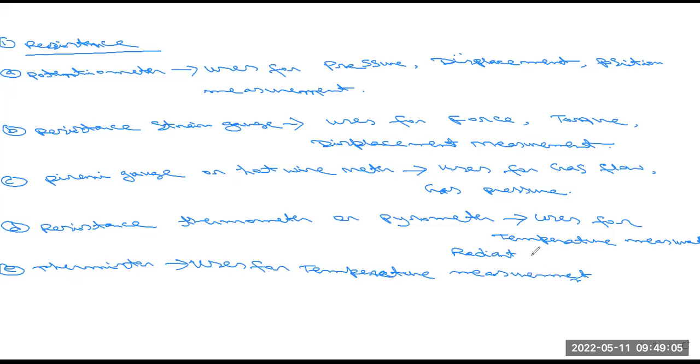Radiant heat measurement is one type of temperature measurement. That means when you have to work in a nuclear power plant, you know that you have to use nuclear materials. The nuclear material is again and again broken into different particles, that is, alpha particles, beta particles, gamma particles. When the different particles are produced, the temperature also increases. So in a nuclear power plant, we have to use the pyrometer for radiant heat measurement.